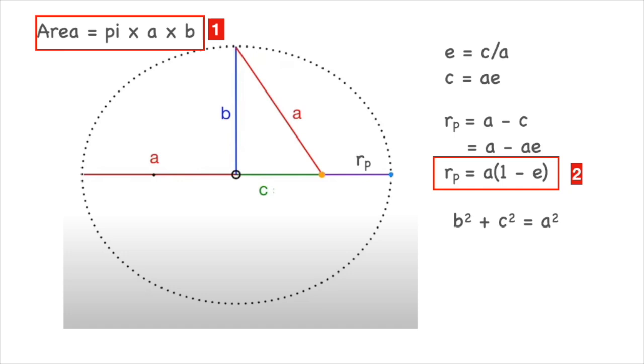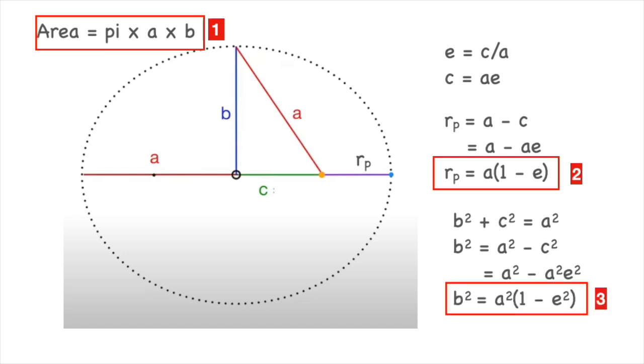Finally, since we know that b squared plus c squared equals a squared, according to the Pythagorean theorem, it follows that b squared equals a squared minus c squared, or a squared minus a squared e squared. Leading us to the third equation we will need, b squared equals a squared times the quantity 1 minus e squared.